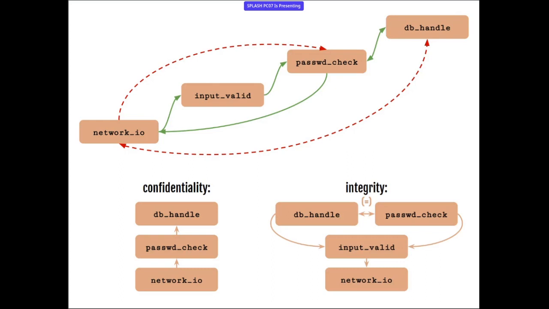So for example, if in this very simple example, data from the network I/O module combines with data from the database module, you're going to need to compute a least upper bound in the confidentiality lattice to figure out that, okay, if those two pieces of data combine, confidentiality-wise, the output data is going to have a label of DB handle. But for integrity, if the same thing happens, you're going to need to compute a greatest lower bound within the context of the lattice again to figure out that the output data is going to have this network I/O label, right?